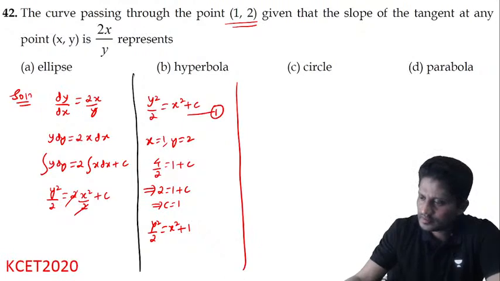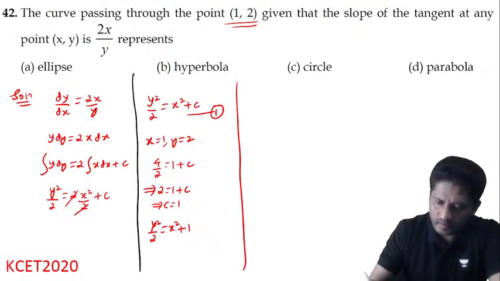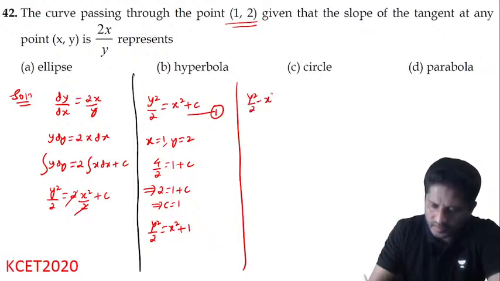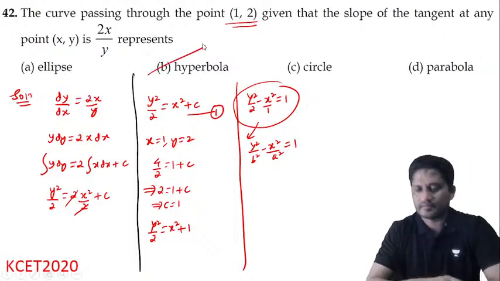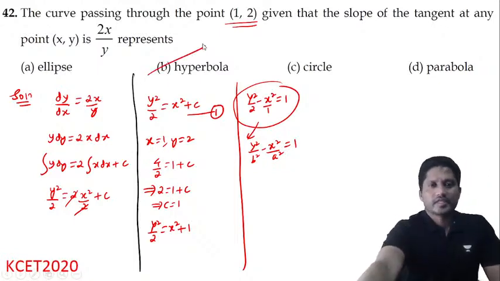Okay. Now I'll write this as y square. I can write y square by 2 minus x square is equal to 1. Okay, so this is same as y square by 2 minus x square by 1, right? This is same as y square by b square minus x square by a square equal to 1. It is a hyperbola. Let's move to the next question.